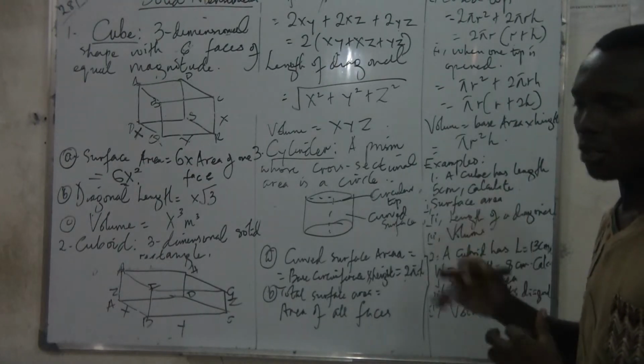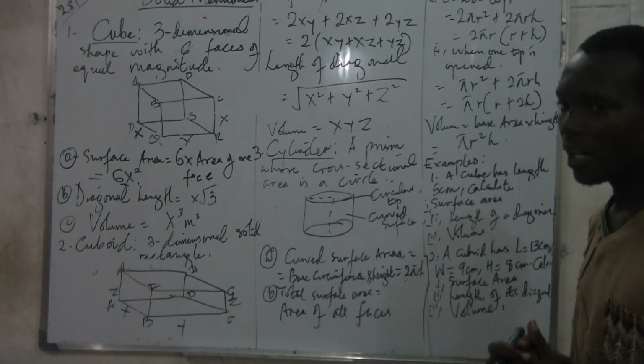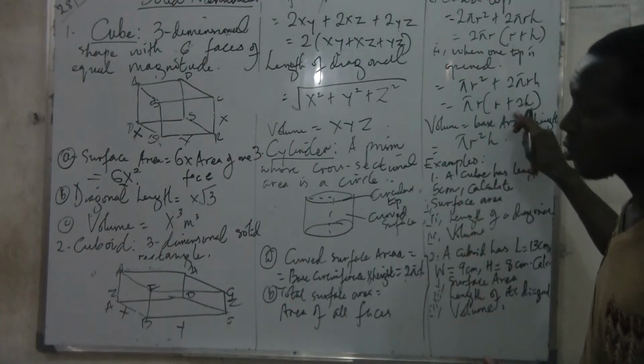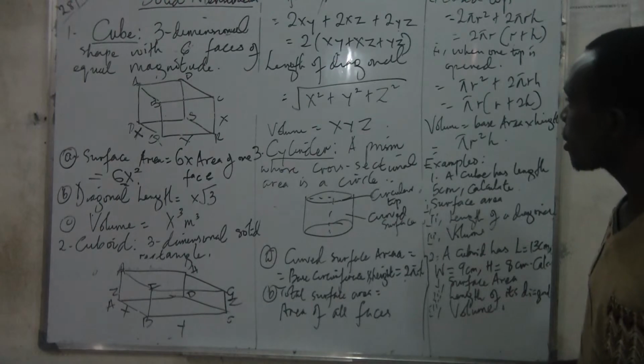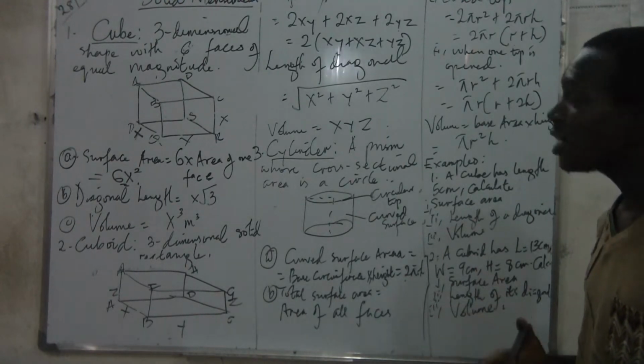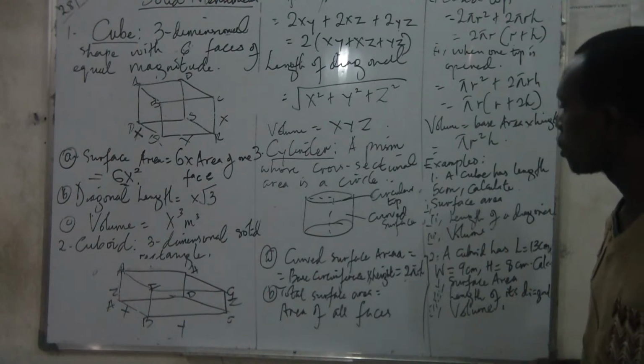Now from this equation, we can remove pi r, right? When we remove pi r from here, we're left with what? R plus 2h. That becomes the area of the cylinder when one surface is open.